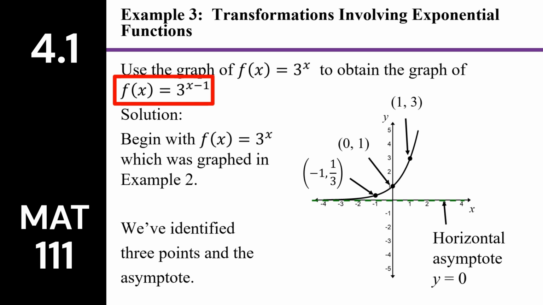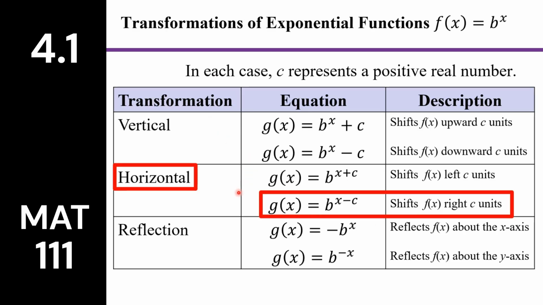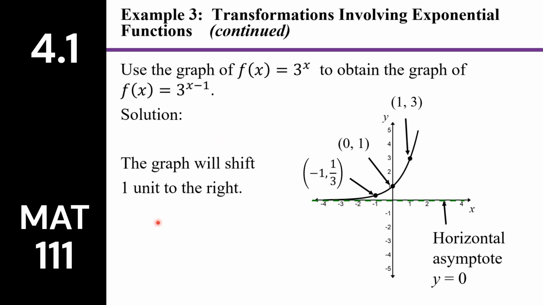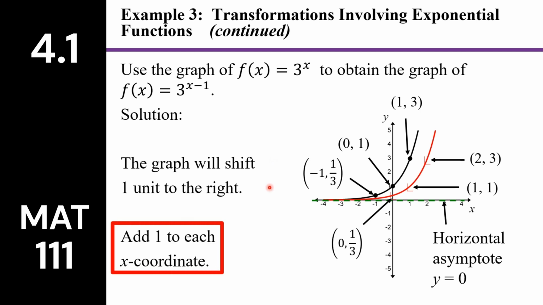Note that our new graph is 3 to the x minus 1. Recall that that gives us a horizontal shift. When you subtract from x, it's going to shift your graph to the right. So since we have a minus 1, it's going to shift our graph 1 unit to the right, and we can get that by adding 1 to each x coordinate.